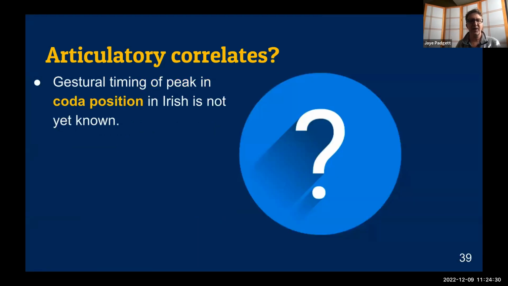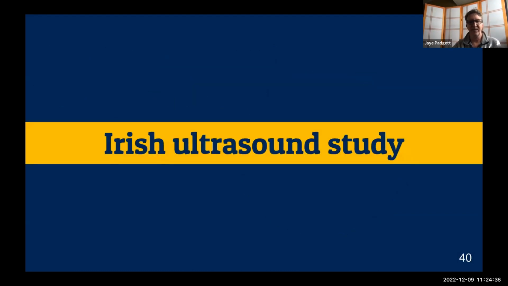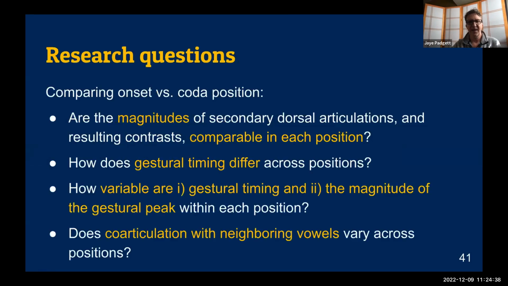So what about the coda in Irish? Well, we haven't had data on that before, so now we do. So I'll describe the study, and when we get to the results, I'll hand it over to Grant. But so our research questions are, comparing onset and coda position and thinking about these typological asymmetries: are the magnitudes of the secondary dorsal articulations, and so the resulting contrasts, comparable in each position, or are there differences in the magnitude of these gestures in onset versus coda?